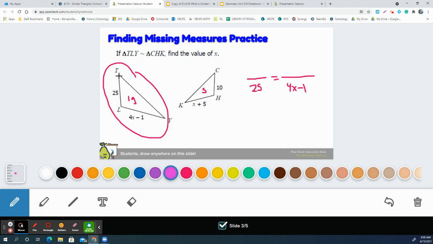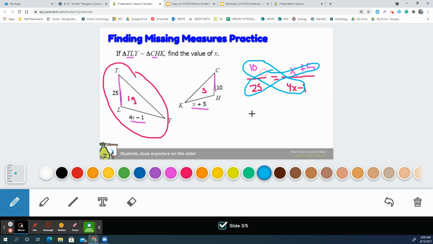Awesome. So what does the 25 go with? What's TL go with? And then that must mean that x plus 5 goes with this one. So when I go to solve this, what do I get when I do my proportion? Does it matter which diagonal I do first?